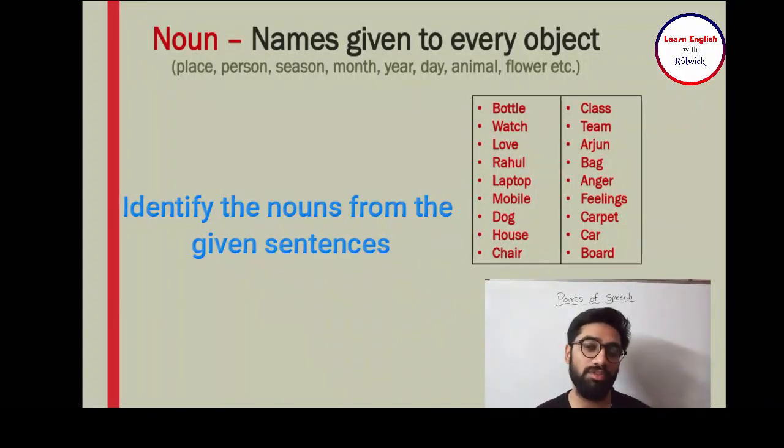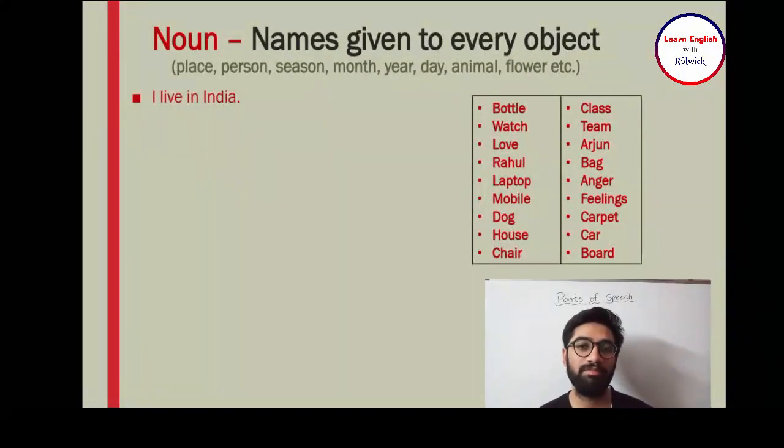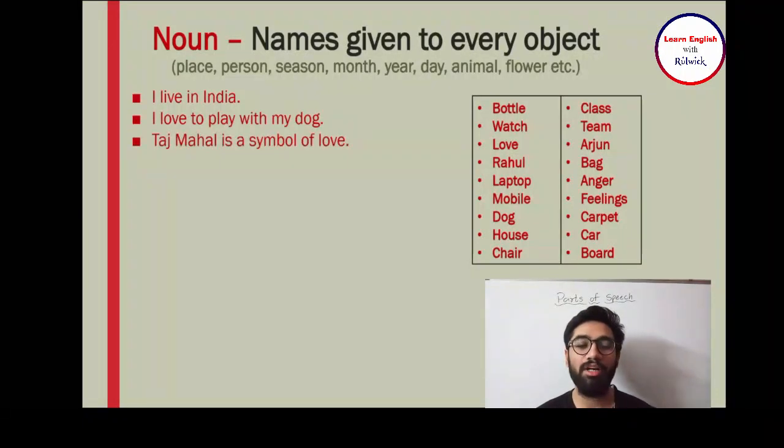Again, the activity continues. You have to identify the nouns present in the sentences. So let's start. The first sentence is: I live in India. The next comes: I love to play with my dog. Can you identify a noun in this sentence? The third is: Taj Mahal is a symbol of love. There are 3 nouns in this sentence. I hope you are able to identify those.